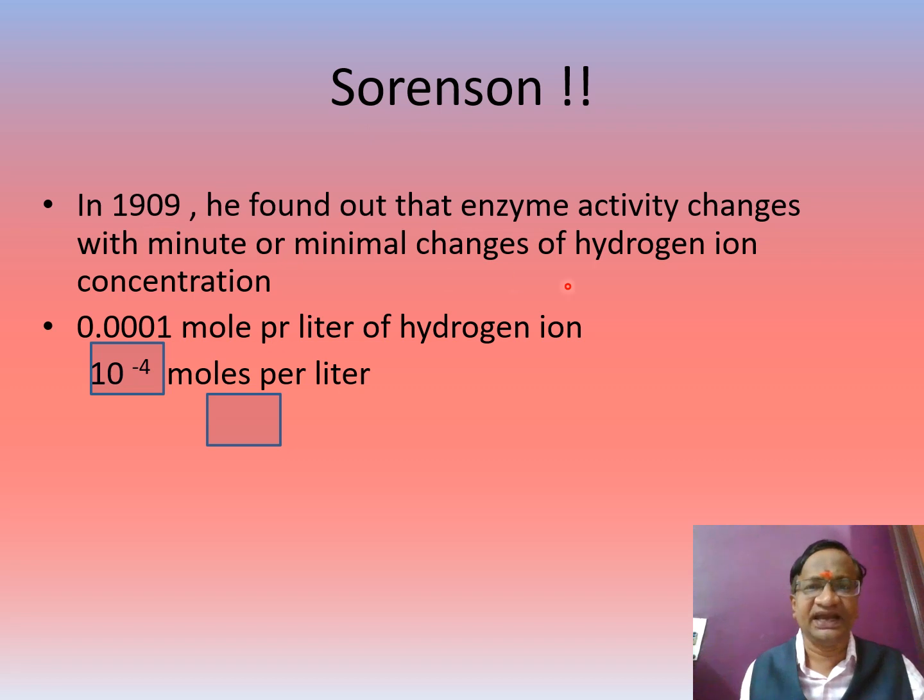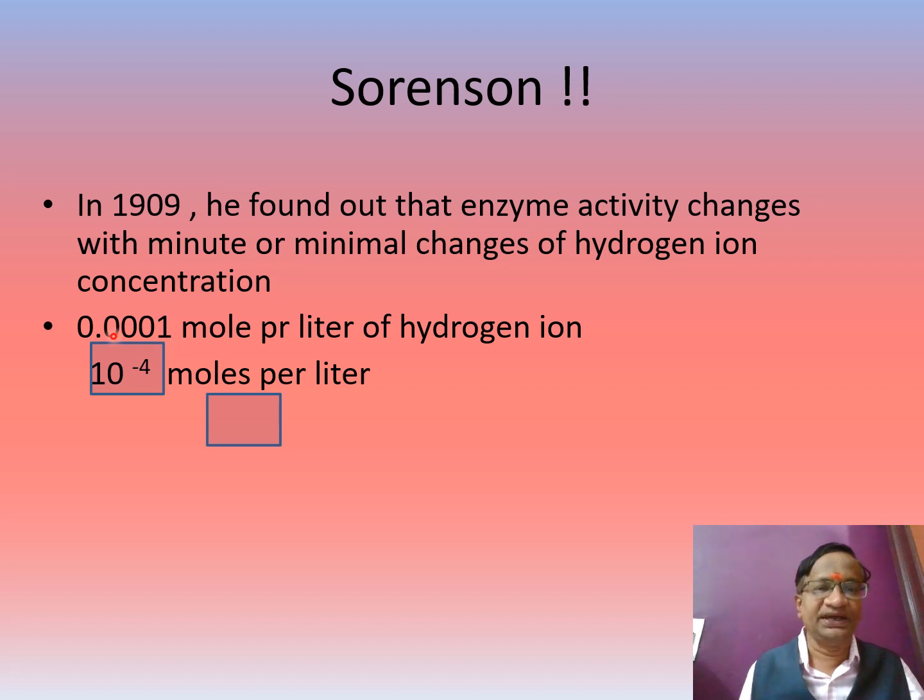In 1909, Sorensen found out that enzyme activity changes with minute changes. There are so many enzymes in the body. If the pH is 7.4, an enzyme functions one way. If the pH is 7.3, it functions differently. This is what was discovered by Sorensen.